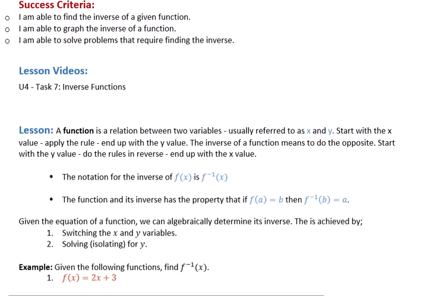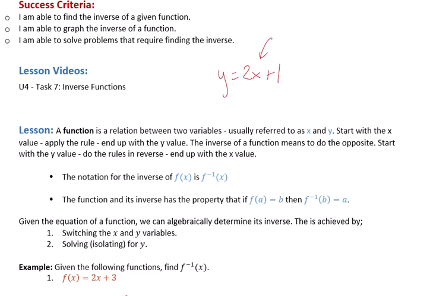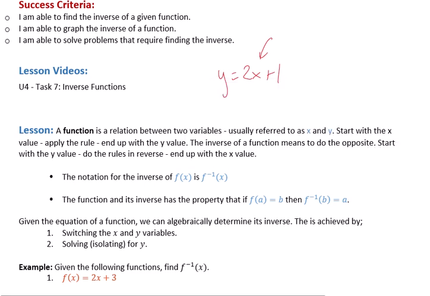So a function is a relation between two variables usually referred to as x and y, where we start with the x value, apply the rule, end up with a y value. The inverse of a function means to do the opposite. So we start with the y value, do the rule's inverse, and end up with an x value. For instance, if we had the function y equals 2x plus 1, we start with x. That's independent. Whatever x is equal to is going to change the value of y. And the rules would be we'd multiply by 2 and add a 1. But instead, we do it in reverse for inverse functions.